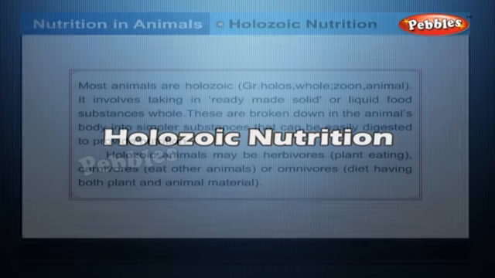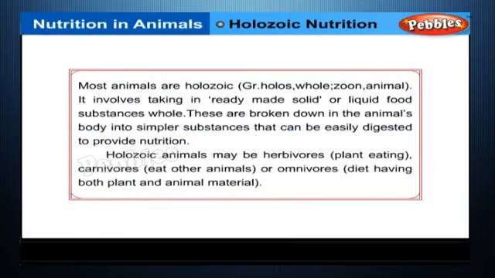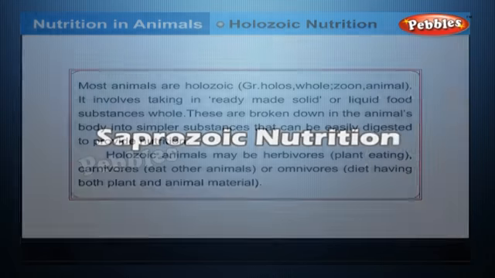Holozoic nutrition. Most animals are holozoic. It involves taking in ready-made solid or liquid food substances as a whole. These are broken down in the animal's body into simpler substances that can be easily digested to provide nutrition. Holozoic animals may be herbivores, plant-eating, carnivores, eat other animals, or omnivores, diet having both plant and animal material.